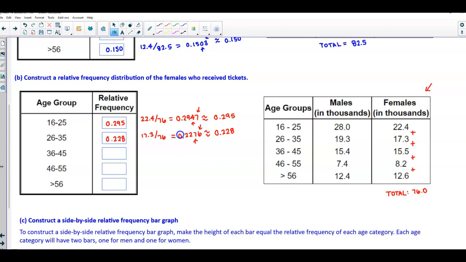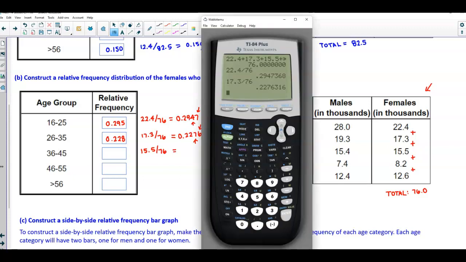Okay, the next age group is 36 through 45, and that is 15.5. So we're going to take 15.5 and divide that by 76. So 15.5 divided by 76 gets us 0.2039.